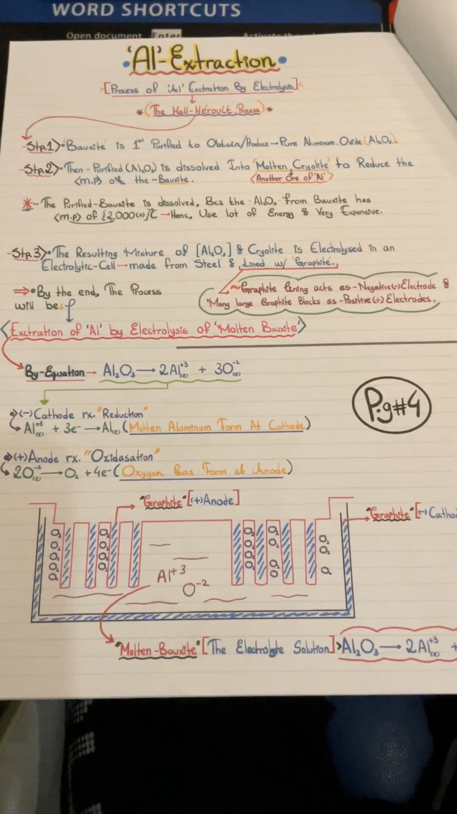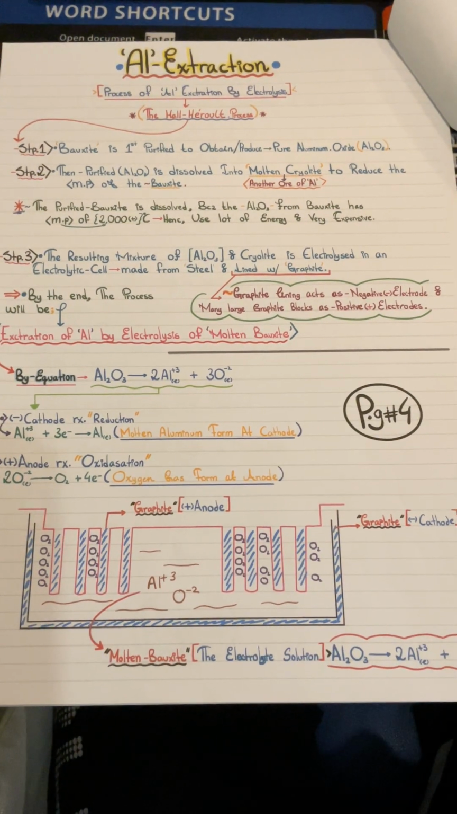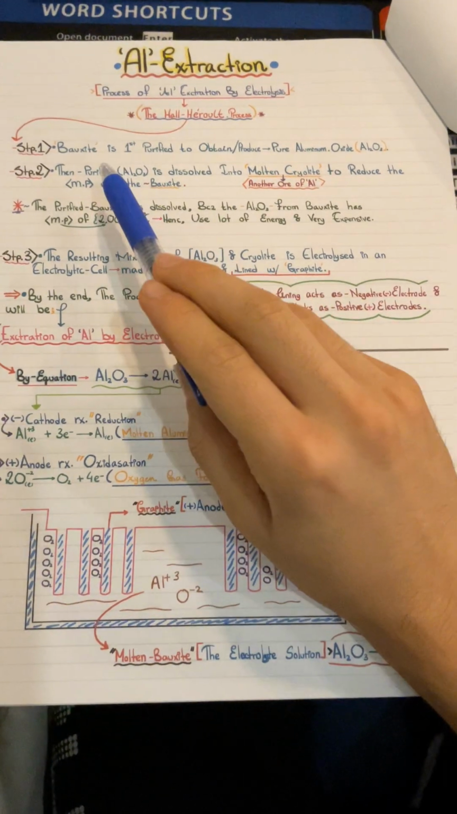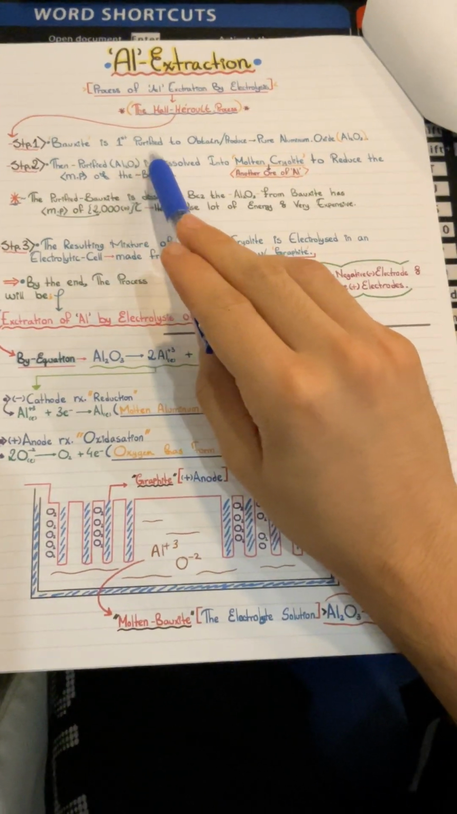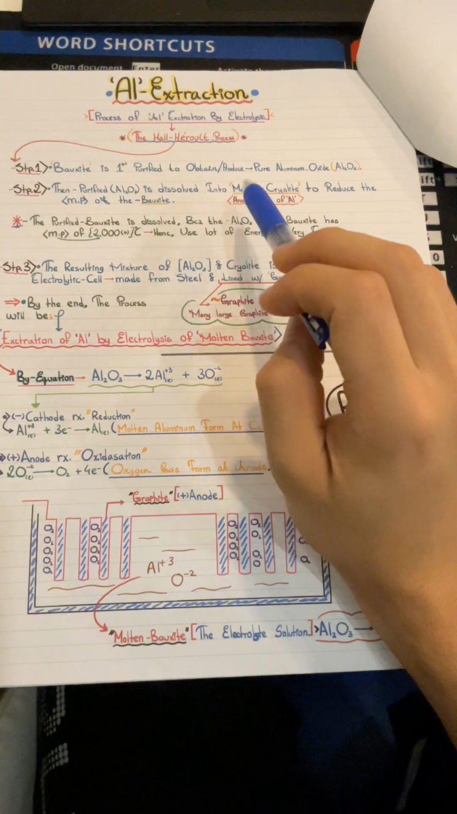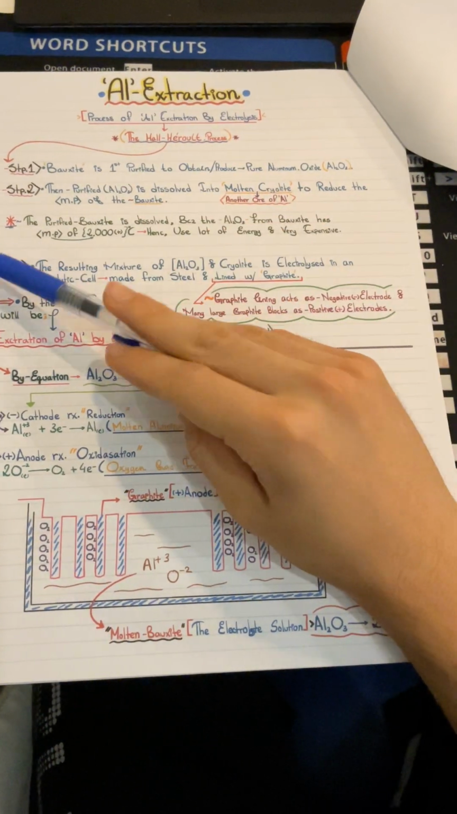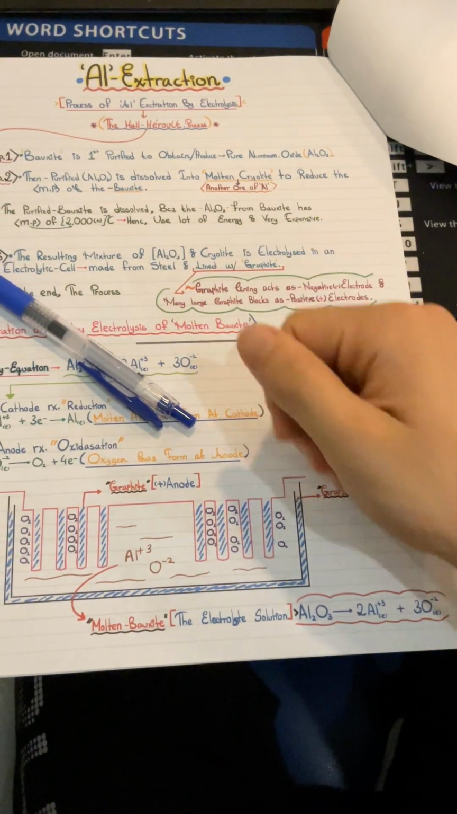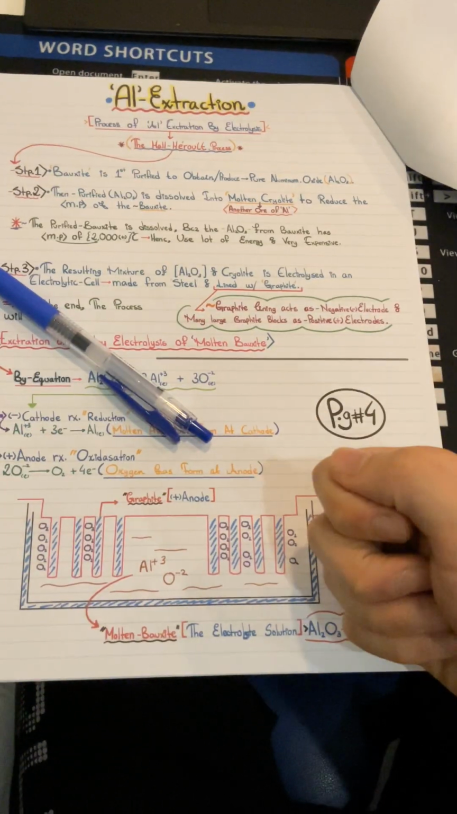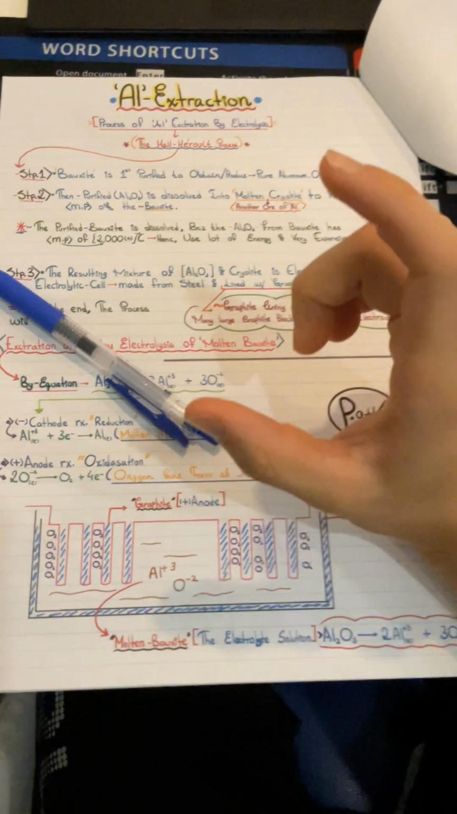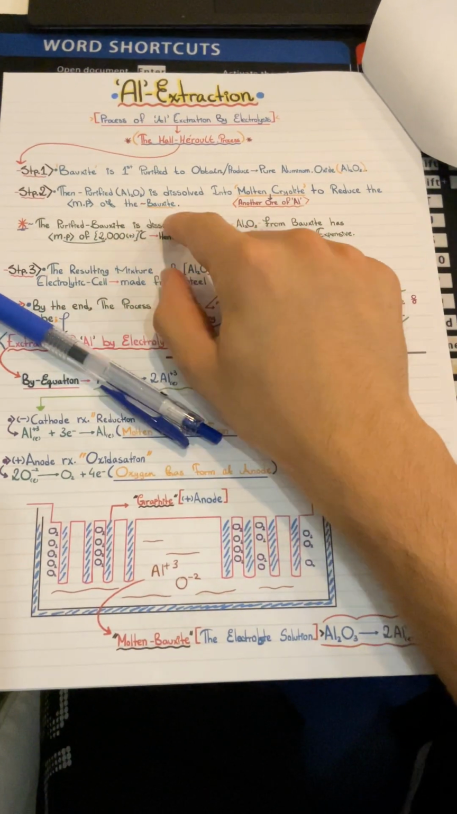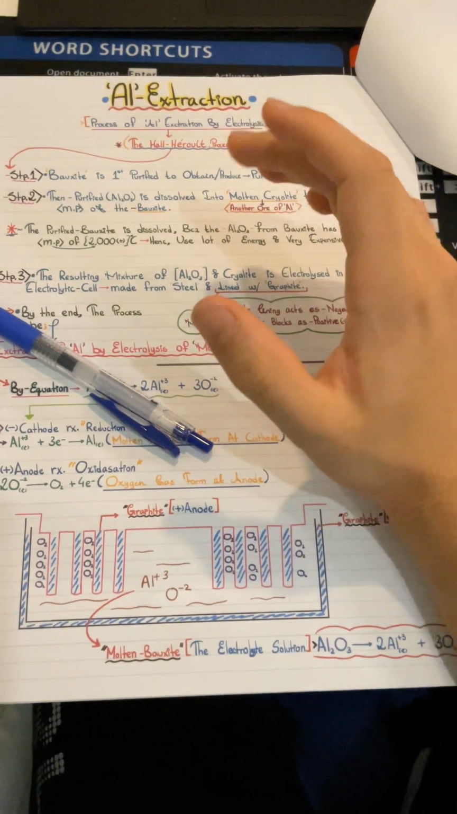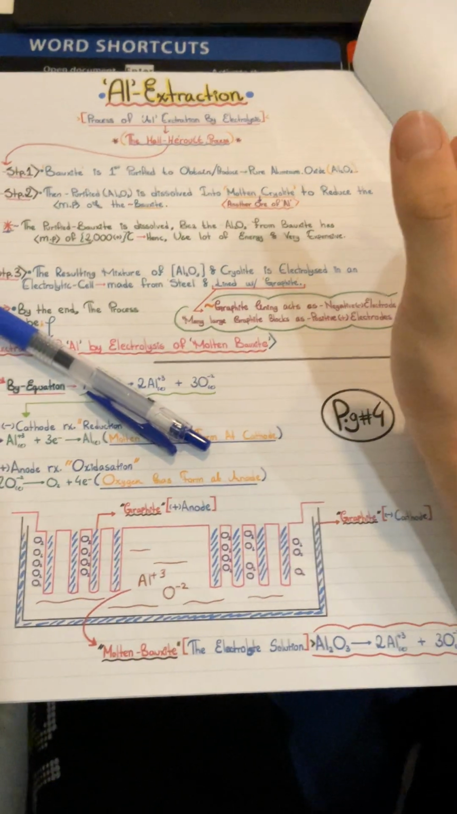Step 1. To extract aluminum from its ore, the first step, you take the ore, which is bauxite, and you purify it. Bauxite is purified to obtain pure aluminum oxide. What we need is pure aluminum oxide, okay? So we take the bauxite ore, we purify it, and we obtain pure aluminum oxide. This purified aluminum oxide is dissolved into molten cryolite. Molten cryolite is another ore of aluminum, okay?